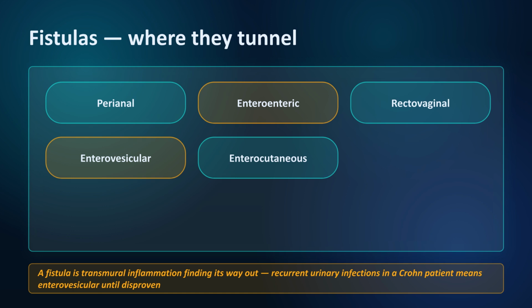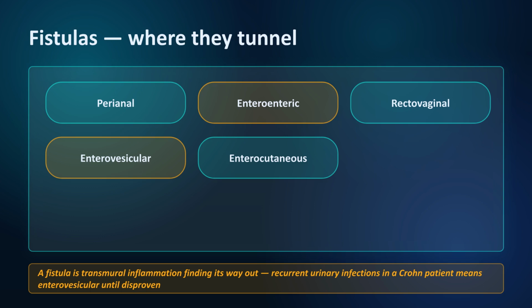Fistulas are transmural inflammation, finding its way out of the bowel. They are named for where they tunnel to. Perianal, the most common. Enteroenteric, bowel to bowel. Rectovaginal, which is devastating for quality of life and often underreported unless you ask directly. Enterovesicular, bowel to bladder. And enterocutaneous, bowel to skin.